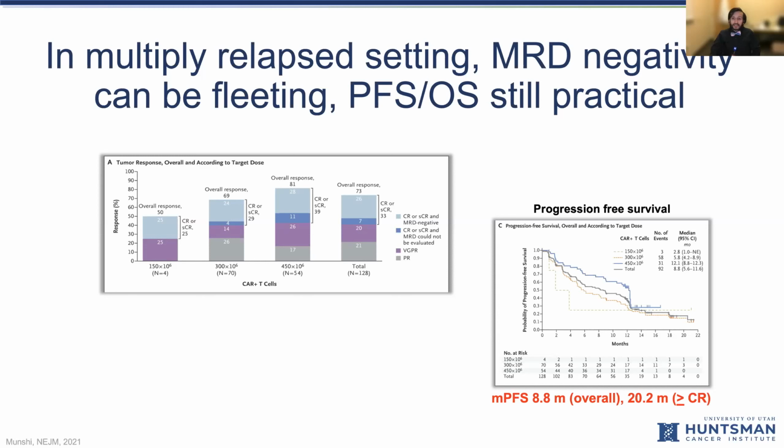So in some situations, PFS and OS are still practical. But now if you look at newly diagnosed disease, where you're getting 5, 6, 7 year remissions with just your first line of treatment, waiting for overall survival will take time. So I recognize that, at least for newly diagnosed disease, it could take a long time to wait for PFS or OS.